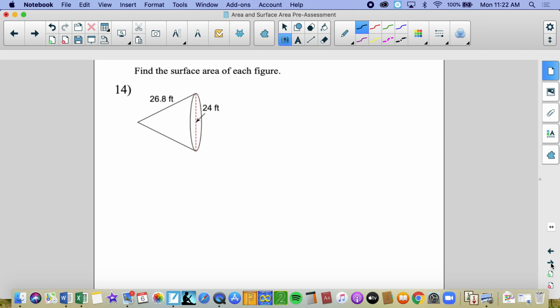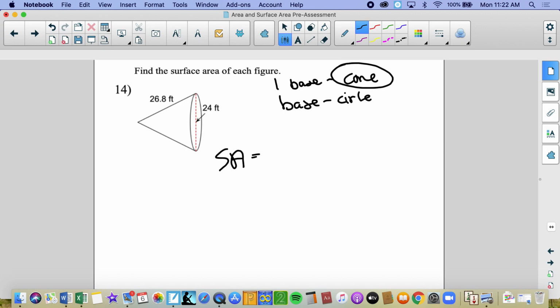So we have a cone, we have one base. One base typically is called a pyramid. I still can't spell pyramid. However, in this case, it's called a cone because the base shape is a circle. So we don't call it a circular cone, we just call it a cone. Surface area equals the lateral area plus the single base.